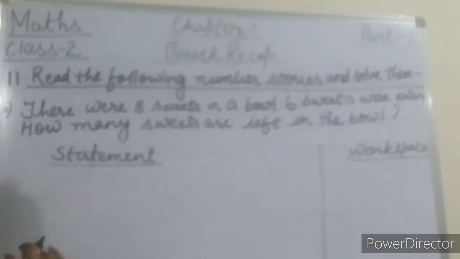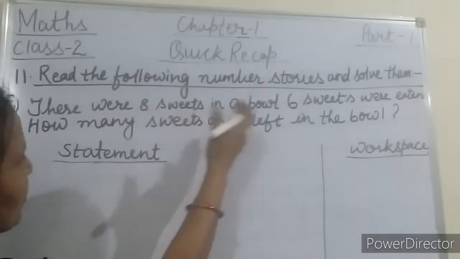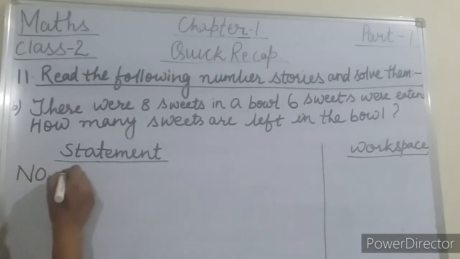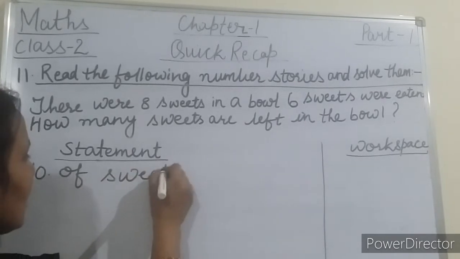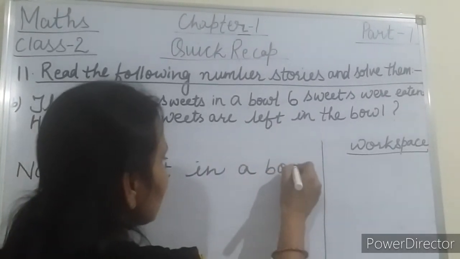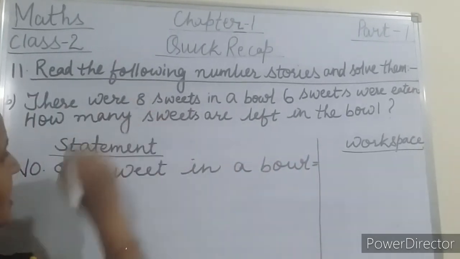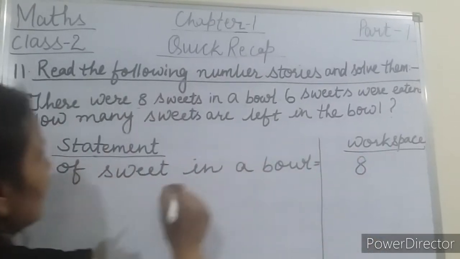So how will you write? Start writing the first statement. There were 8 sweets in a bowl. So number of sweets in a bowl is equal to how many sweets? 8. So here you will write 8.